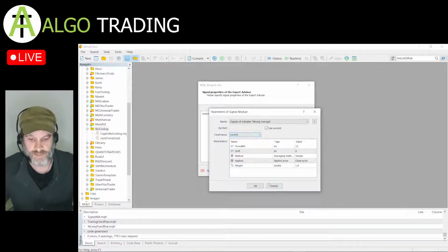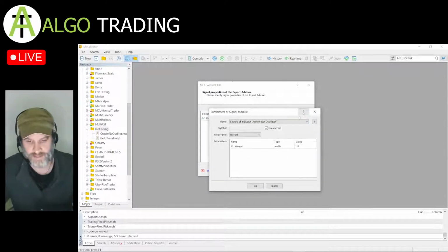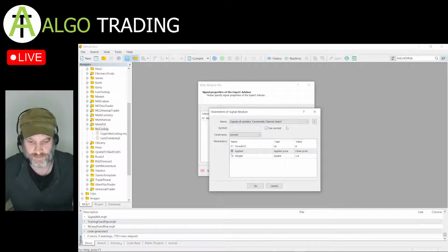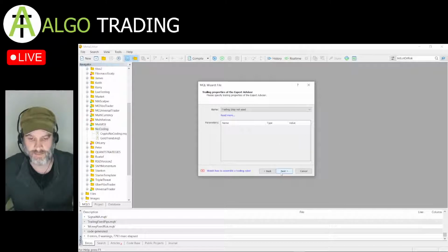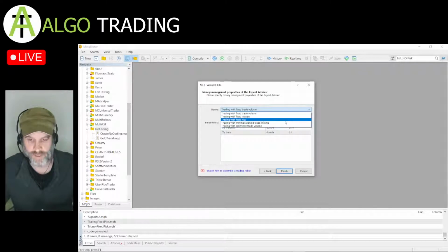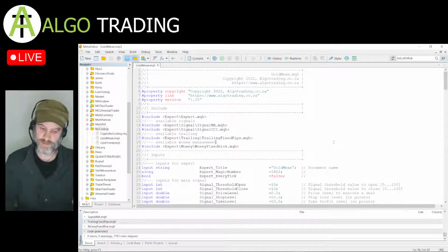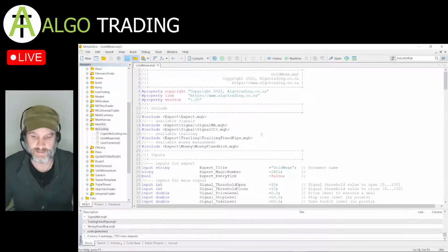So the moving average, we're just going to keep defaults. And we're going to add, let's try CCI, Commodity Channel Index. Okay, we go next. I'm going to use a trailing stop based on fixed level. Next. And we're going to trade with fixed risk. And we're going to finish that. So there's our second EA. So we've just built 2 EAs in 10 minutes. That's how quick it is, and that's how easy it is.